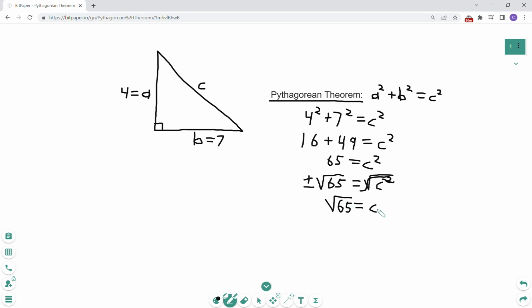All right, so we have c is equal to the square root of 65. But now this won't give us a whole number, so what we'll do is take the square root of 65 on a calculator and round that bad boy off to 2 decimals. So if we do that, we have c is equal to the square root of 65, which rounds to 8.06. All right, and that's the answer for c. So what that means is that the longest side of this right triangle is going to be 8.06.